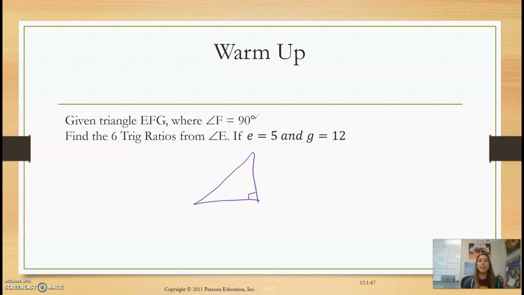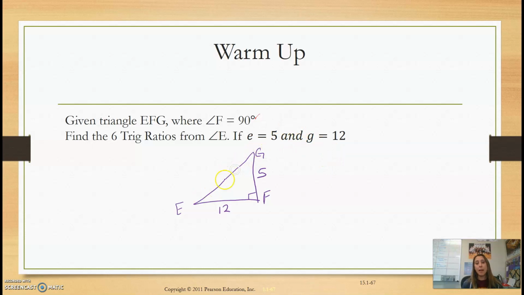So this says, given a triangle EFG where angle F is equal to 90 degrees, so this is my angle F, and I need to find the 6 trig ratios for angle E, and I'm given side lengths E and G. So I'm going to make this side length E and this one G. You actually can interchange them. It doesn't matter which one you choose. If this is my angle E, then my side length E has to be right here. And if this is my angle G, then this has to be my side length here, because it's always the opposite side of the angle that is given.